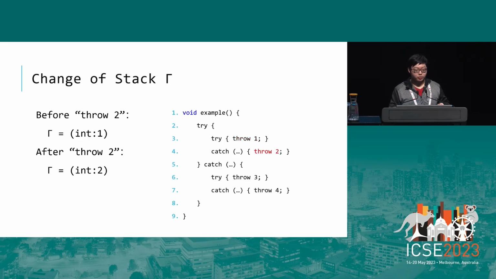After statement throw 2, the exception int 1 is popped out because it can no longer be referenced and we do not need to track it anymore. And another new exception, which is int 2, is then pushed on the stack. After statement throw 3, another new exception, which is int 3, is then pushed onto the stack. Now there are 2 exceptions in the stack.